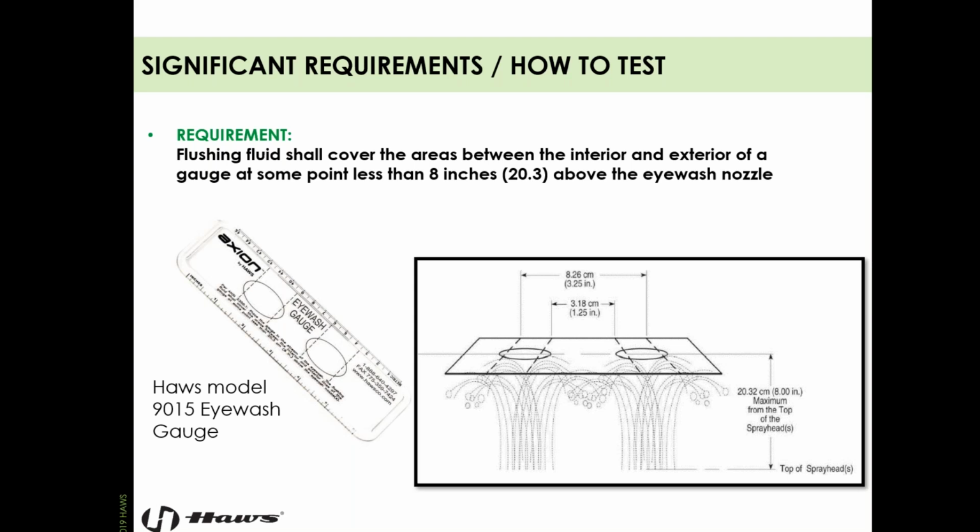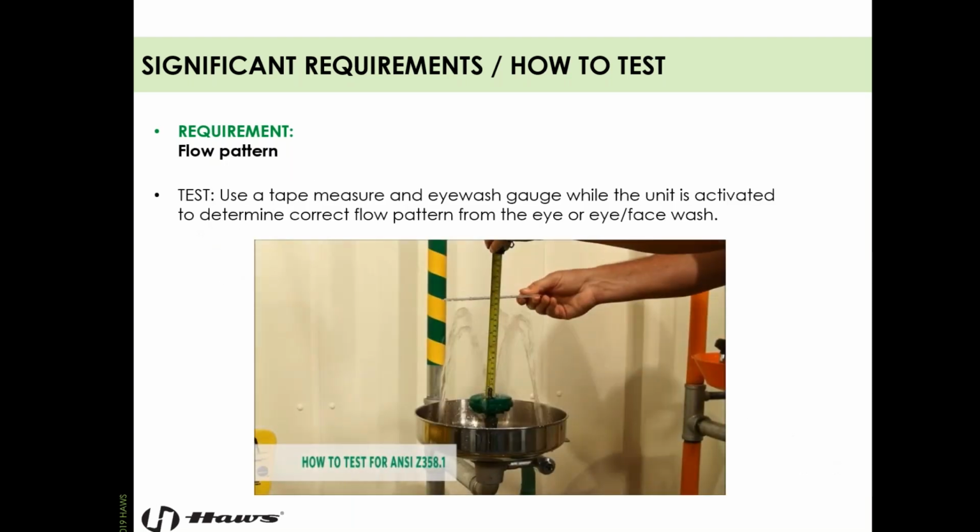Now, if the flow rate is meeting the eye wash gauge in between the 2 circles there where our eyes should be, it's considered usable, right? So here's the requirement. Flushing fluid shall cover the areas between the interior and exterior of a gauge at some point less than 8 inches above the eye wash nozzle.